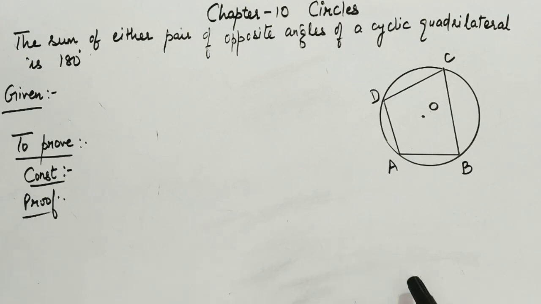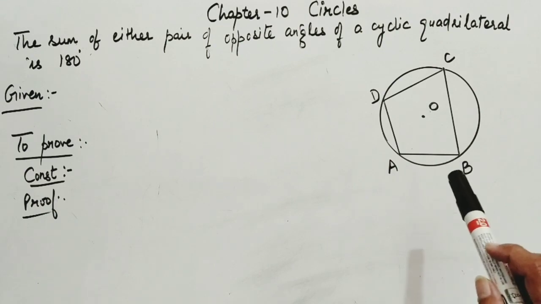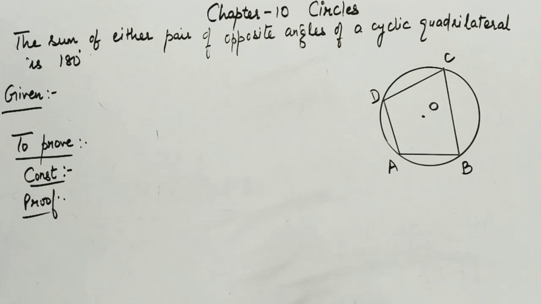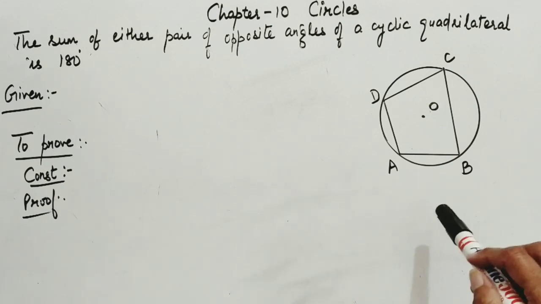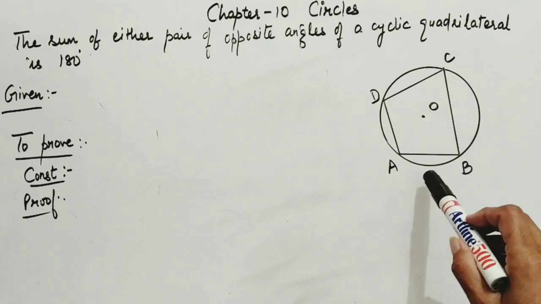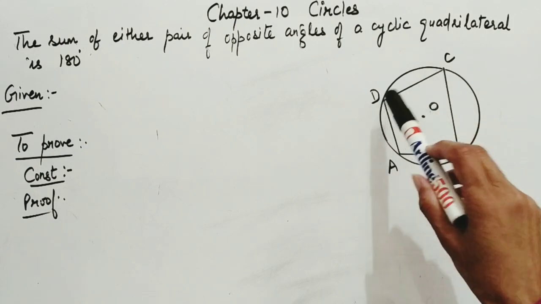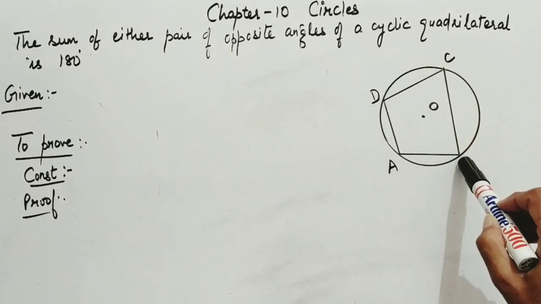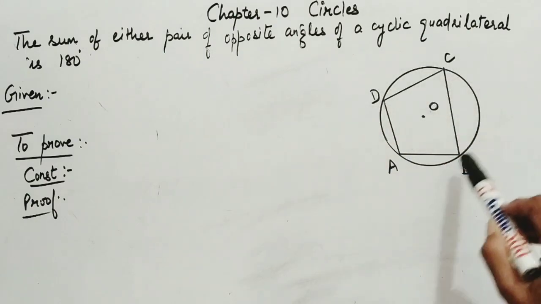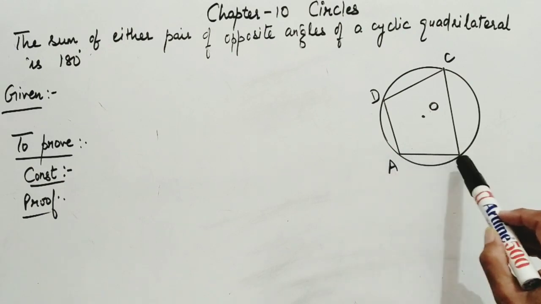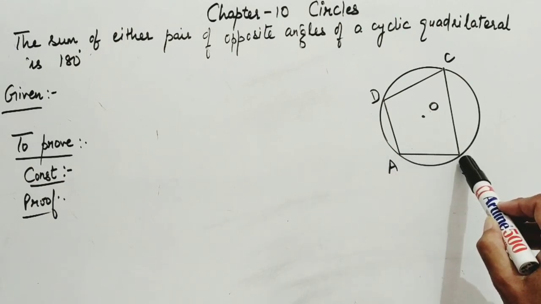Another most important theorem: the sum of either pair of opposite angles of a cyclic quadrilateral is 180 degrees. Before we discuss the theorem, you should know what a cyclic quadrilateral is. Any quadrilateral which has its vertices on the circle, as you can see in this figure, a circle with center O, and A, B, C, D. It's a quadrilateral whose four vertices all lie on the circumference of the circle. Hence we call this quadrilateral a cyclic quadrilateral.